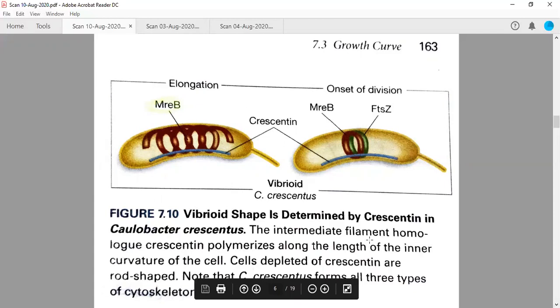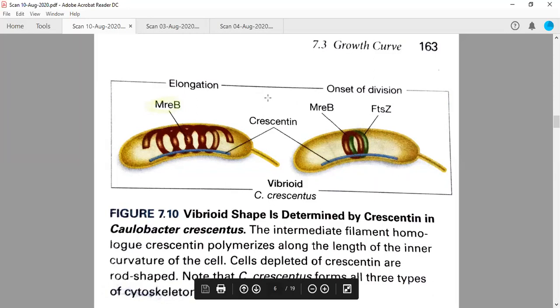This is an intermediate filament homolog. Crescentin polymerizes along the length of the inner curvature of the cell, so it helps the cell to bend or maintain this kind of structure, for example, in Vibrio cells or comma-like cells. Cells depleted of crescentin are rod shaped. So suppose some cell does not have this protein at all, crescentin is depleted from here.